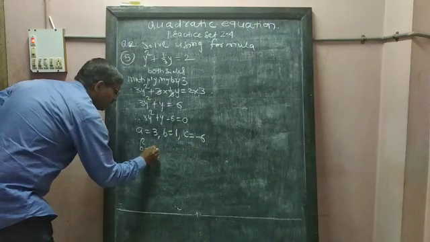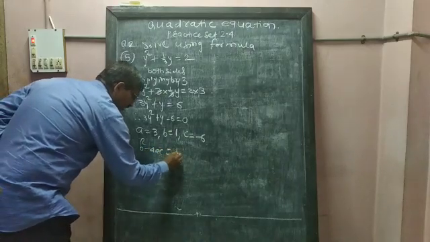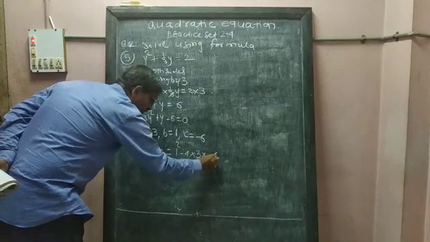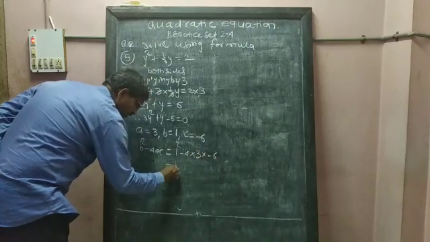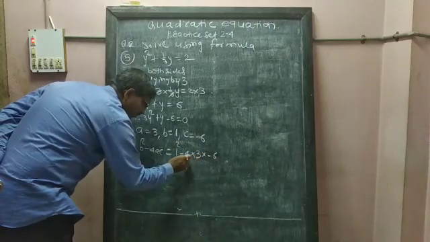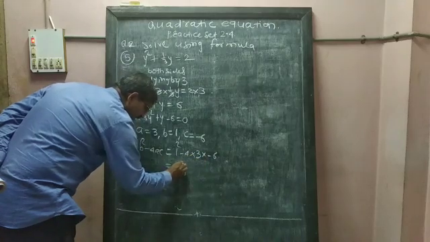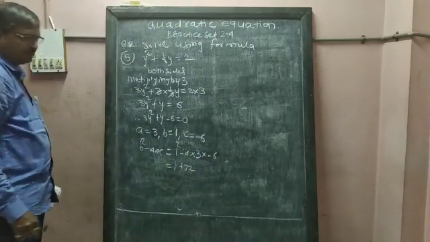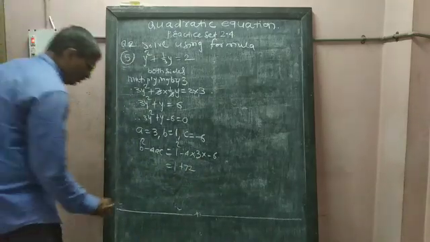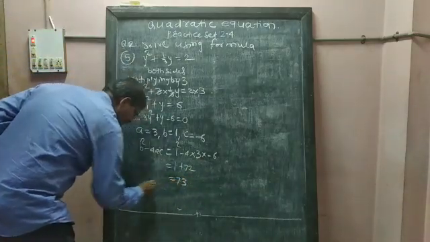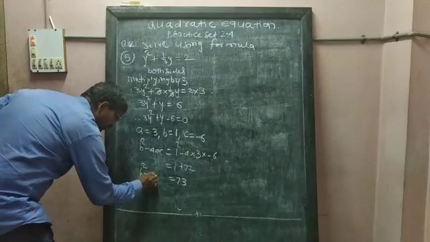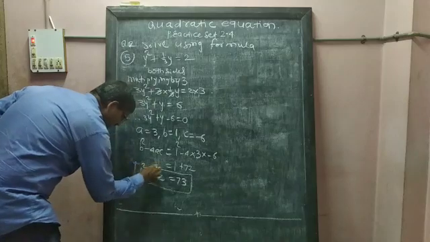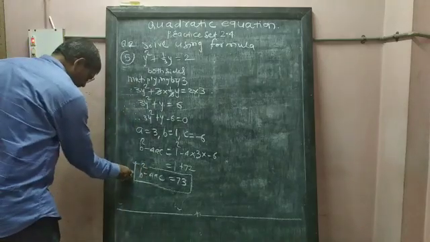So b square minus 4ac is equal to b square means 1 square minus 4 into a means 3 into minus 6. 1 square is 1. 4 3s are 12. 12 6s are 72. Positive becoming minus 4 into minus 6. Positive. So you will get here 73. B square minus 4ac's value is 73. Now put the therefore sign.